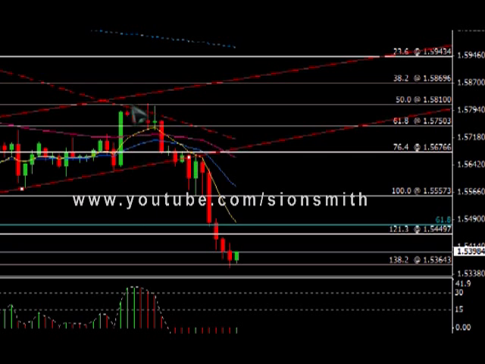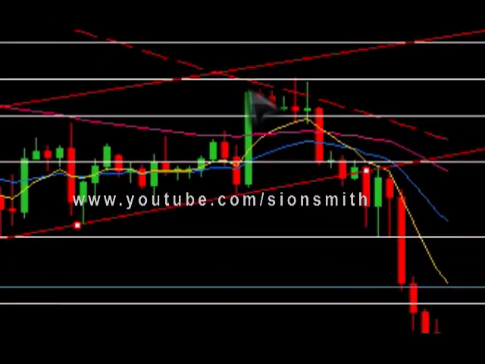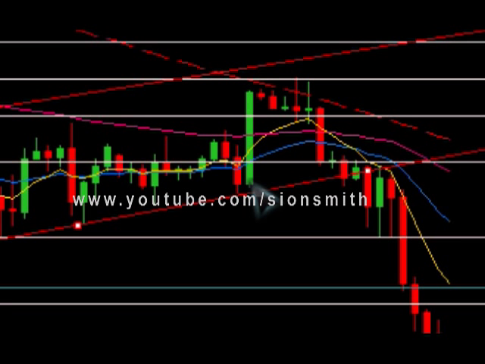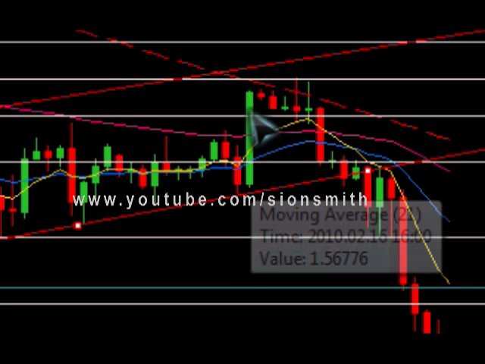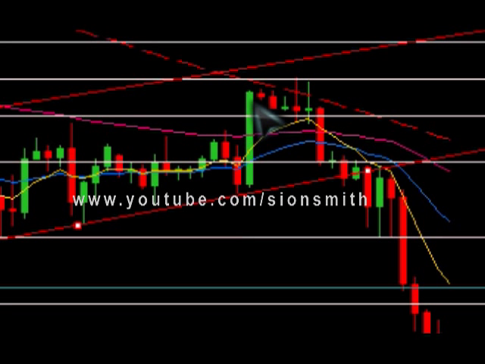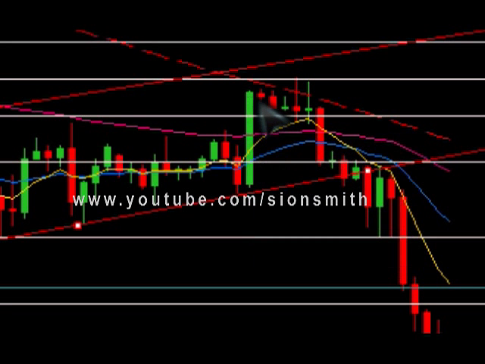So I actually got short of this region here. You can see there's an aggressive belt hold candle up. This means there's strong momentum in the market in the upward direction. You can see the price opened at its lows and closed at its highs. So that's a real indication that there should be higher prices to come if this market is going to aggressively move back up.